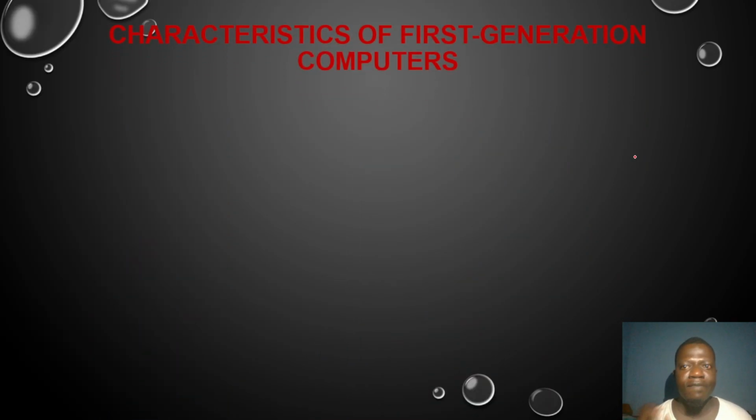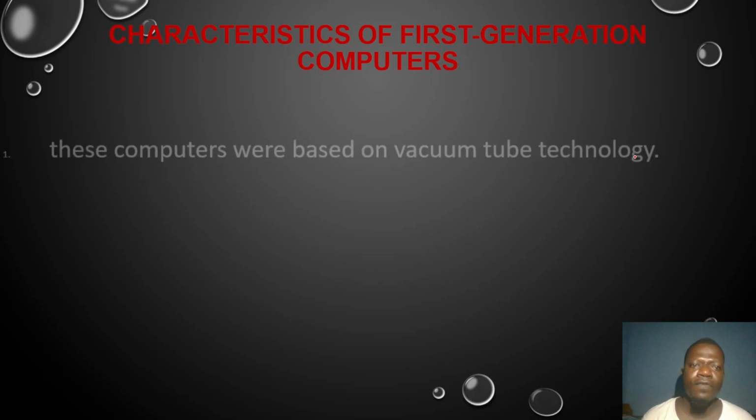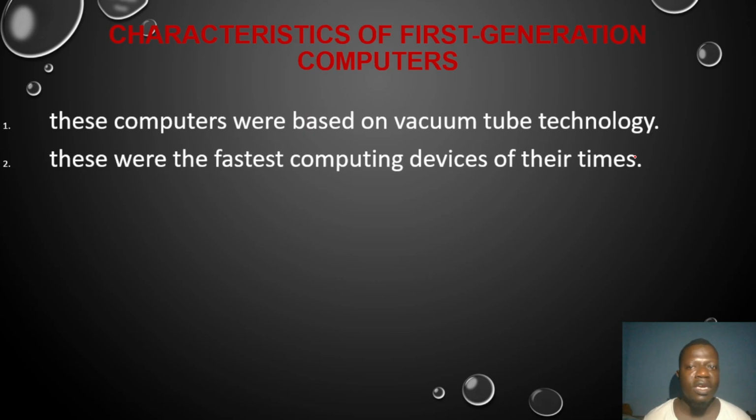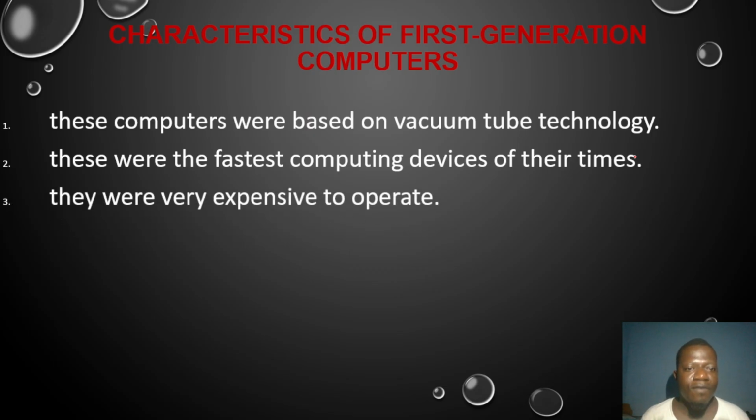And then let's look at some characteristics of the first generation of computers. The first one is that these computers were based on vacuum tube technology. And then these were the fastest computing devices of their time. Not our time today, it can't be compared, but at that time we can agree that those were the fastest computing devices. And then they were very expensive to operate. You're looking at the size. If you want to acquire one, you must even have a space. You must even have people that monitor it from time to time.